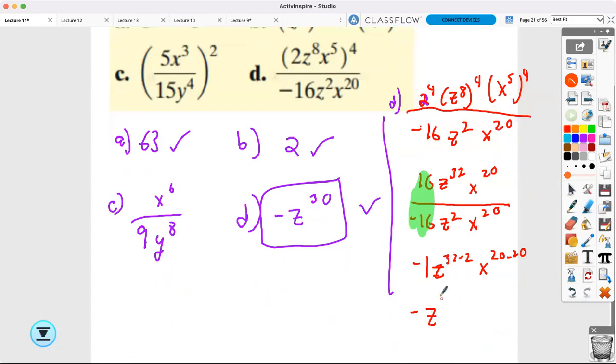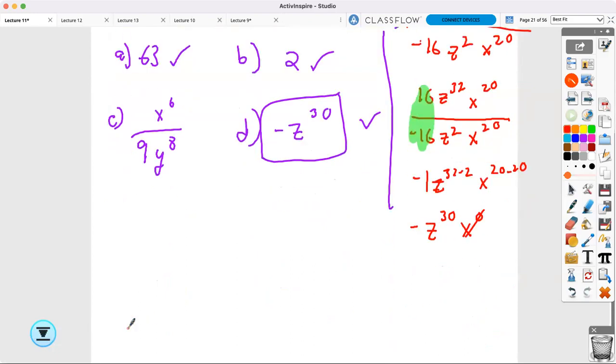Z, 32 take away 2 is 30. And then we have x to the 0 power, because 20 take away 20 is 0. But remember, x to the anything to the 0 power is just 1. So technically we're doing negative Z to the 30 times 1, which is still negative Z to the 30th power. And we are done.